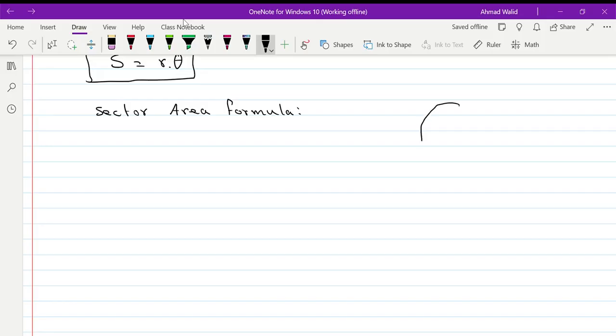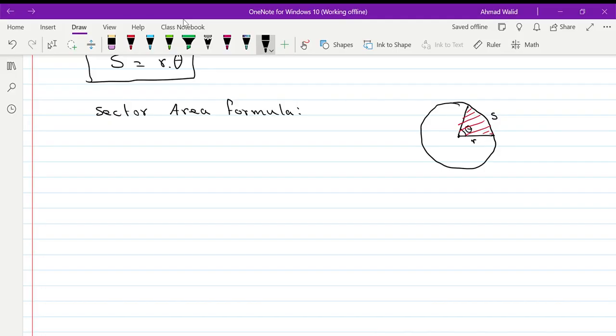If this is my circle, here I have theta, this is R, this is S. If I want to calculate this part, this area, we call this area the sector area, a sector of your circle. Correct? How to calculate the area of that sector, I will do an easy proof for you here again. Then I'll give you the exact formula.